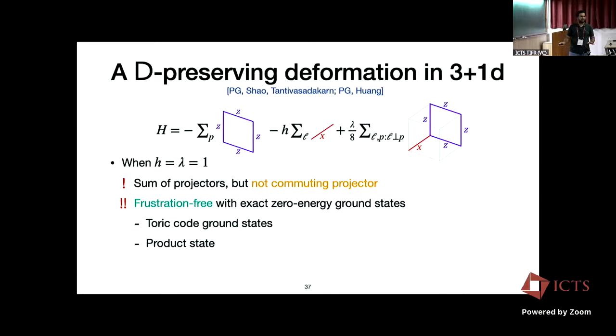This can be proven. In fact, quite remarkably, we can show that this model is gapped. Despite this being not a commuting projector model, we can show that this model is gapped. It's quite interesting. What all of this means is that D is spontaneously broken. D exchanges the toric code states and the product state, and because this Hamiltonian is gapped, it's spontaneously broken.